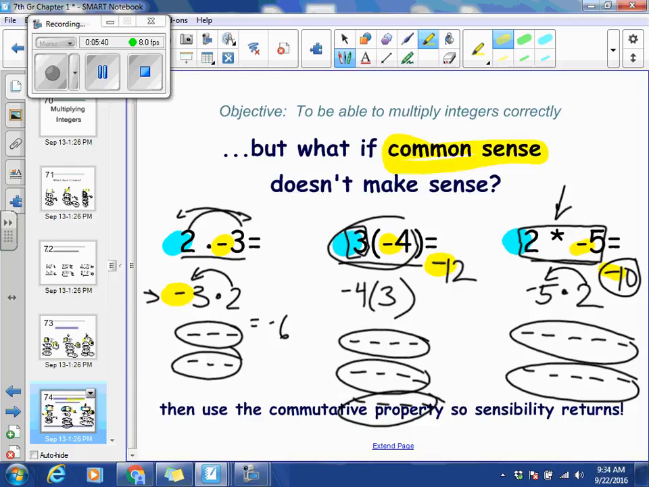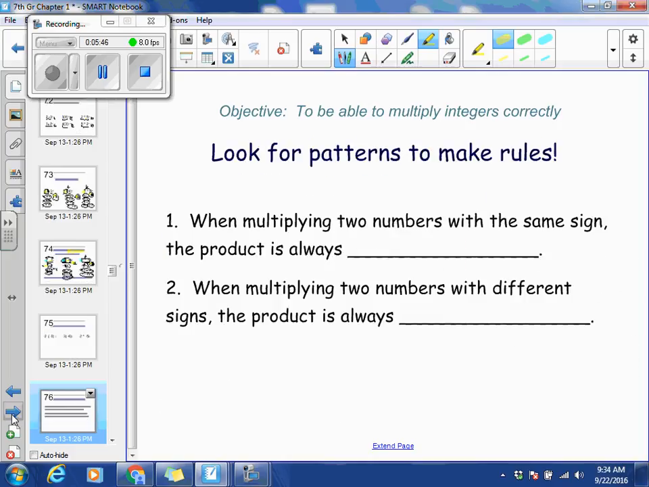So you can figure that. You don't have to memorize a rule here. You should be able to use common sense to remember that a negative times a positive will always give you a negative, but you could also just memorize the rule. When multiplying 2 numbers with different signs, so that means one's a positive and one's a negative, the product, or the answer, is always negative.